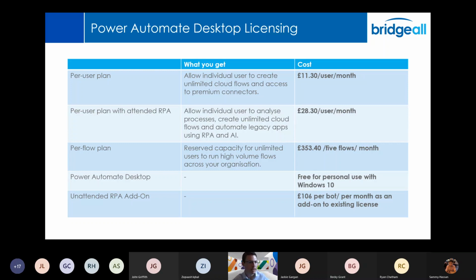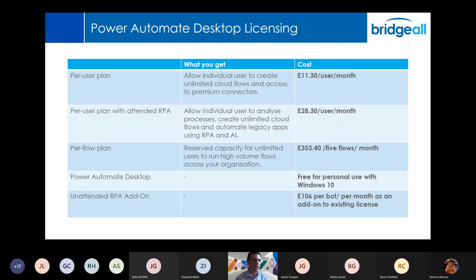And then you've got Power Automate Desktop. So as I said, that's free for personal use with Windows 10. So as long as you get a Windows 10 license, then you can get a hold of that. And then you've got the Unattended RPA. So if you want to have effectively a bot sitting there just running flows, then that's got an add-on license as well.